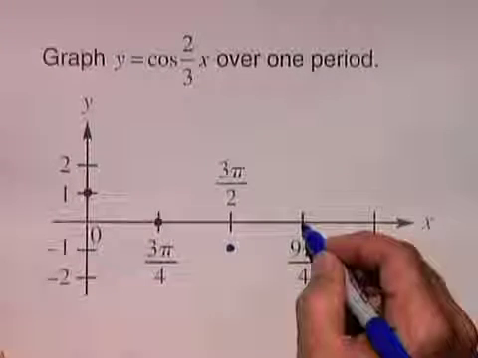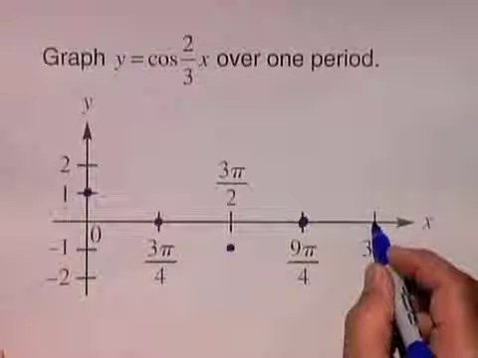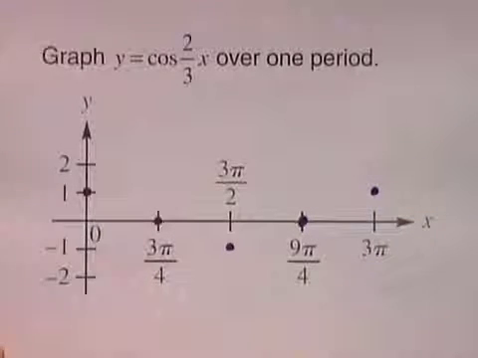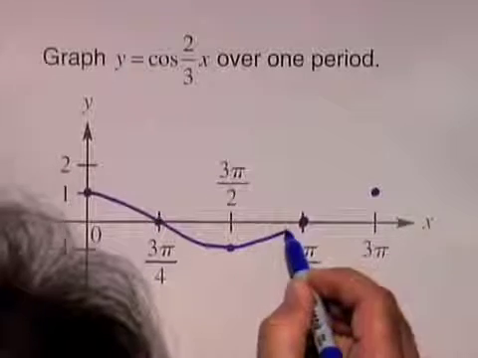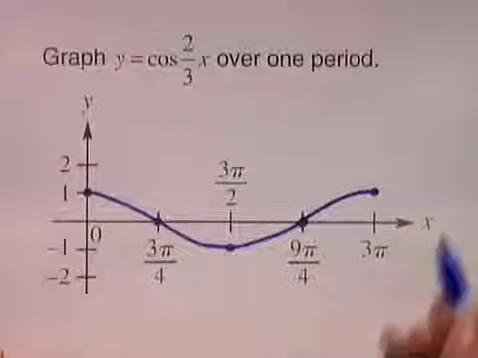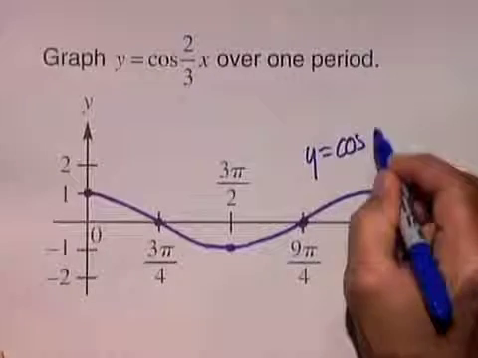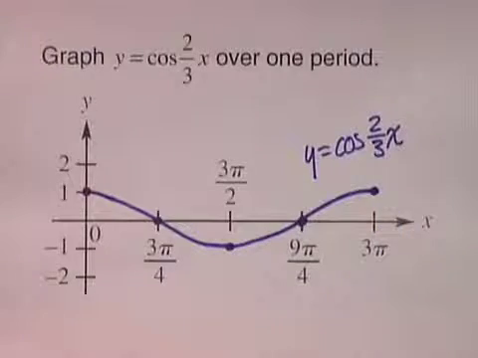Then we had 9 pi over 4, 0. And finally 3 pi, 1. So our graph would be a smooth curve connecting these points. And that would be the graph of y equals cosine 2/3 x over just one period.